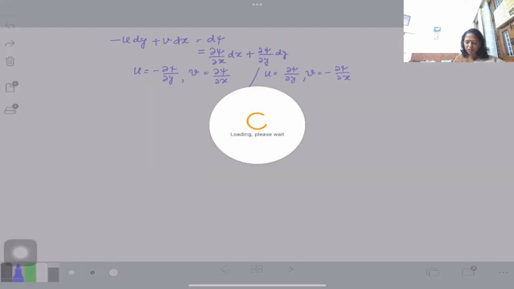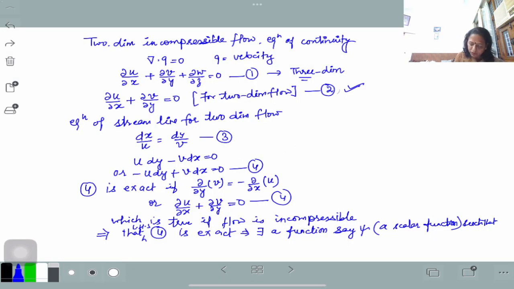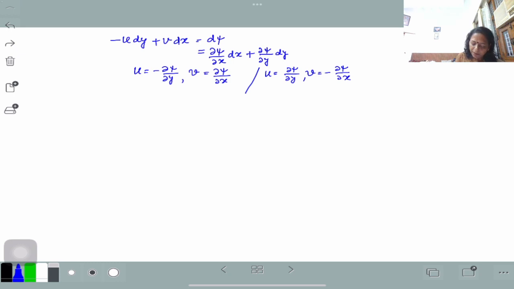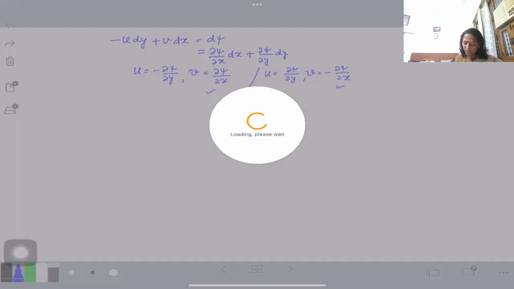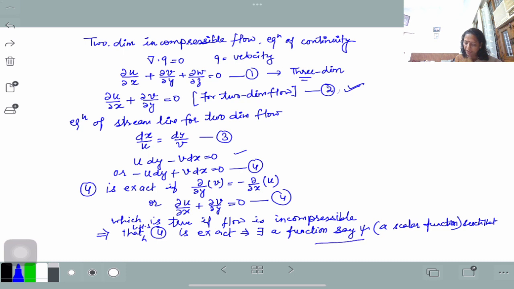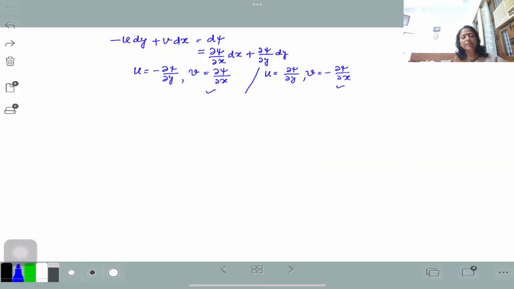because in the previous sheet I have manipulated the expression of equation 3. So I may use either this or this, but I have to take one trend for mathematical simplifications or for theory. So this is the relation of Cartesian velocity components and a function psi. This function psi, which I have introduced here, is called the stream function.